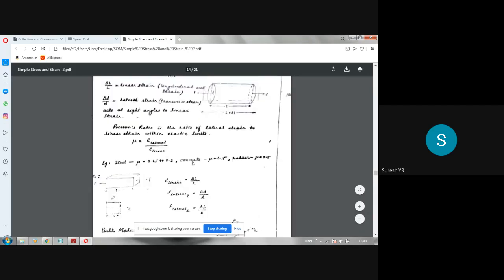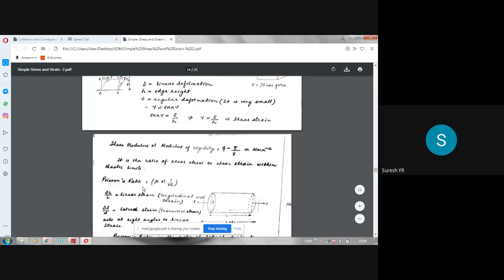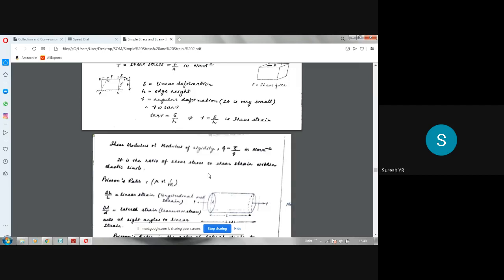So if you take the ratio of lateral strain to linear strain within elastic limits, that is called Poisson's ratio. Third elastic constant. These are called elastic constants. First elastic constant is Young's modulus E, that is linear stress divided by linear strain. Second one is modulus of rigidity or shear modulus. It is the ratio of shear stress to shear strain. All are within elastic limits. Third one is Poisson's ratio, the ratio of lateral strain to linear strain within elastic limits.